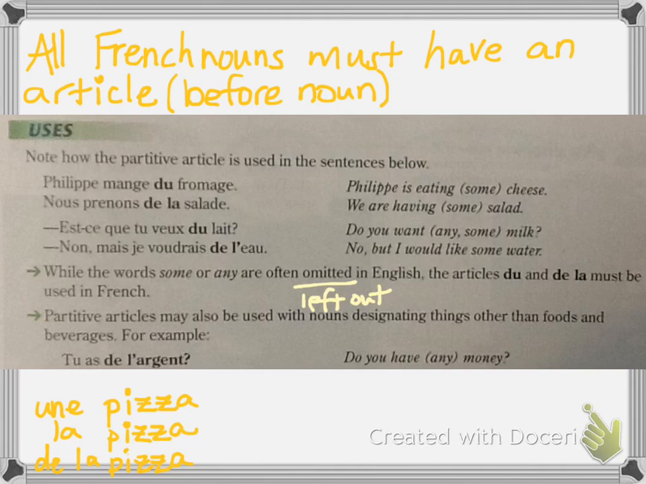Partitive articles may also be used with nouns designating things other than foods and beverages. For example, tu as de l'argent. Do you have any money, or do you have some money? So it's not just with food, although it's used a lot with food, but it can also be used with some of your other nouns.